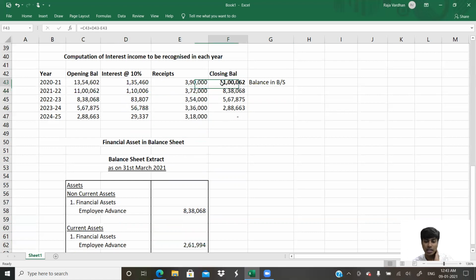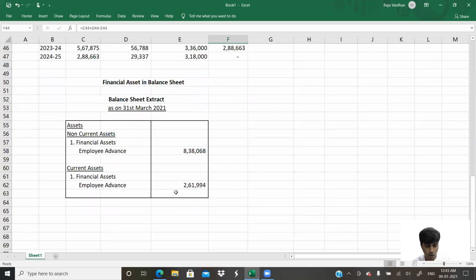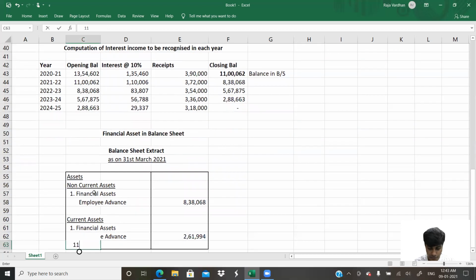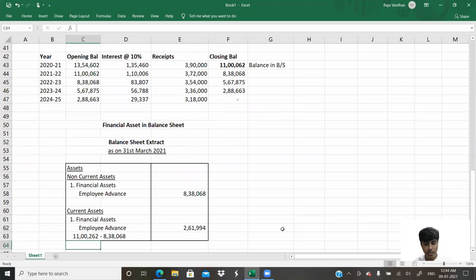You get that? So 11,62 is what you're supposed to receive. 8,38 will be received after the next year end. So 8,38,000 will not be received in the next 12 months. So that much is non-current, and the balance will become current. So how did I arrive at this? It is 11 lakh 262 minus 8 lakh 38,068. You get that? So this should be our answer for question number 1A.